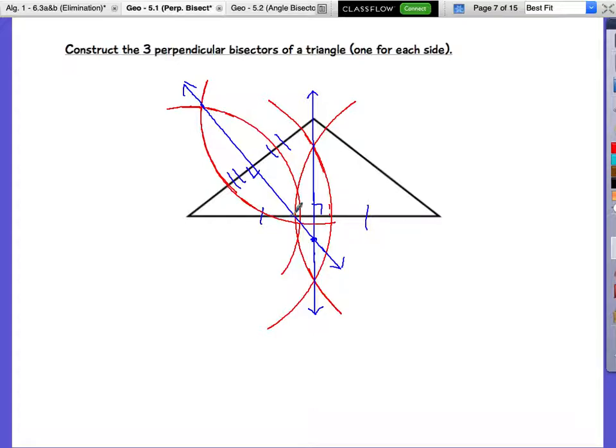Okay. So this first one, you put a measurement here. So right here. You don't use them all the time. Then do the arc.